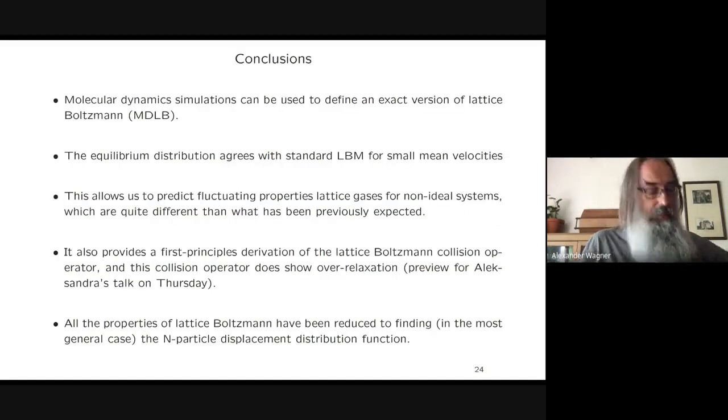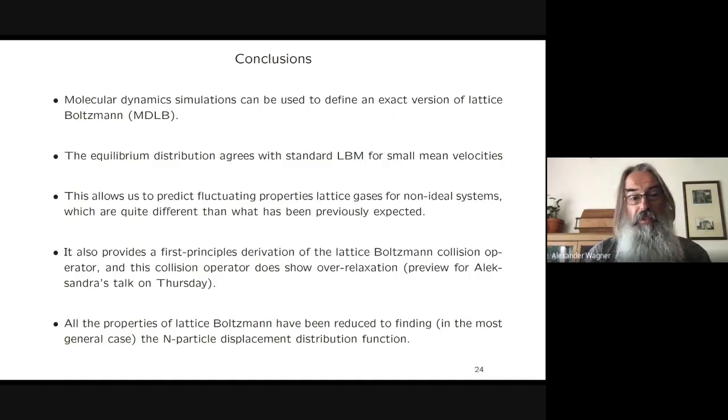So that brings me now to my conclusions here. You can use this MDLB method to extract an exact version of the lattice gas, or therefore then lattice Boltzmann. You can look at the equilibrium distribution. You can measure what the equilibrium distribution should look like, and it agrees with LBM for small mean velocities. But of course, for larger velocities, it shows how it really should be defined.